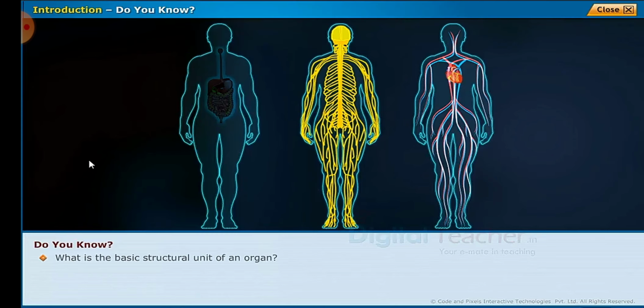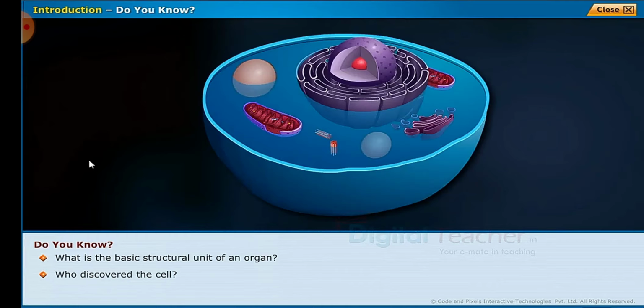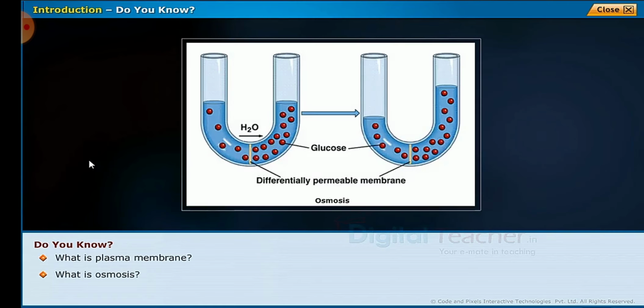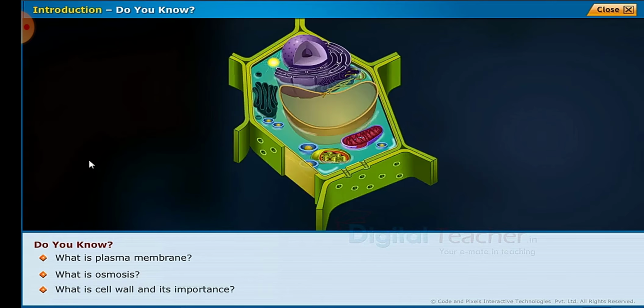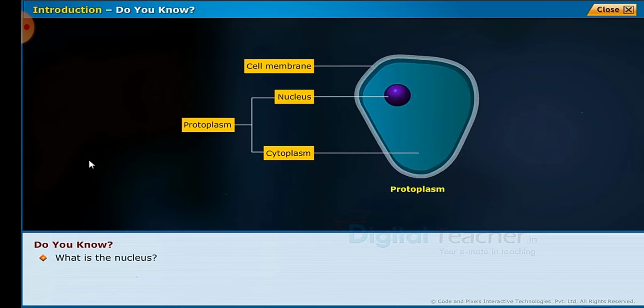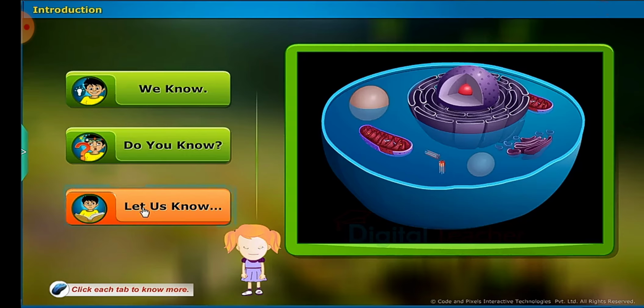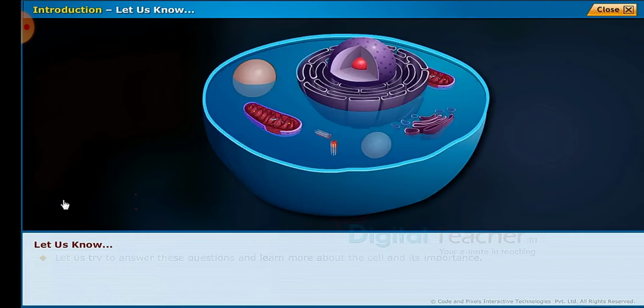Do you know what is the basic structural unit of an organ? Who discovered this cell? What is the size and shape of this cell? What is plasma membrane? What is osmosis? What is cell wall and its importance? What is the nucleus? What is cytoplasm? What is cell organelle and types of cell organelles? Let us try to answer these questions and learn more about the cell and its importance.